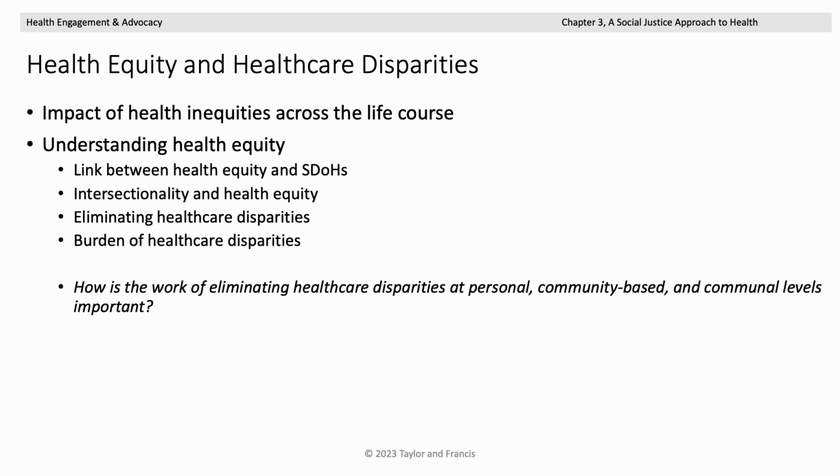Eliminating healthcare disparities isn't easy. It's not a single-step process. It requires action at the personal level, for example, the individual provider-patient relationships, at the community-based level, for example, local organizing and resource allocation, decisions that might happen in the meetings and civic council agenda descriptions, and at the communal or societal level, which is policy and systemic reform.